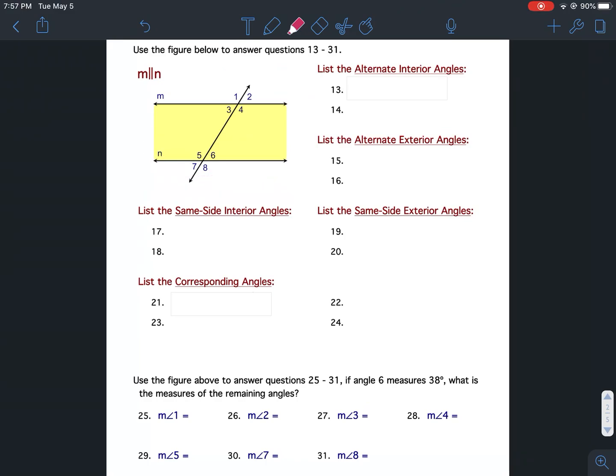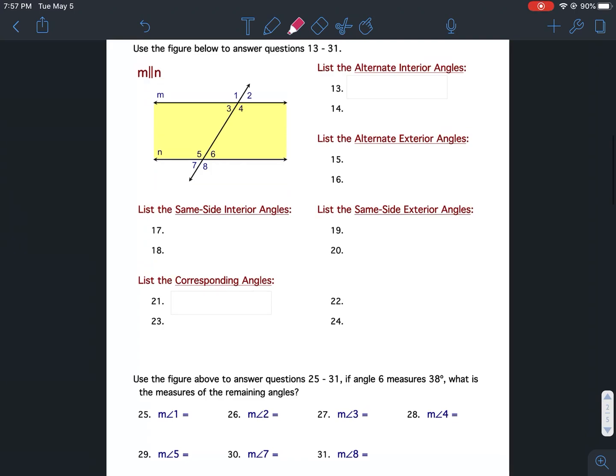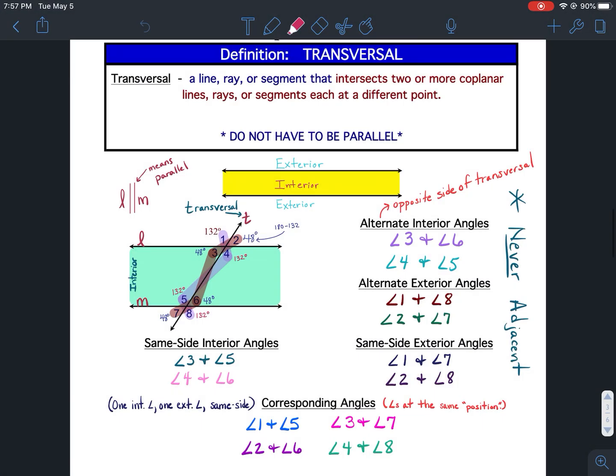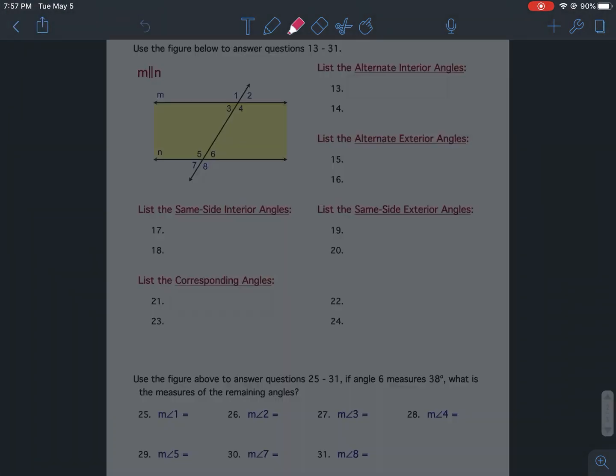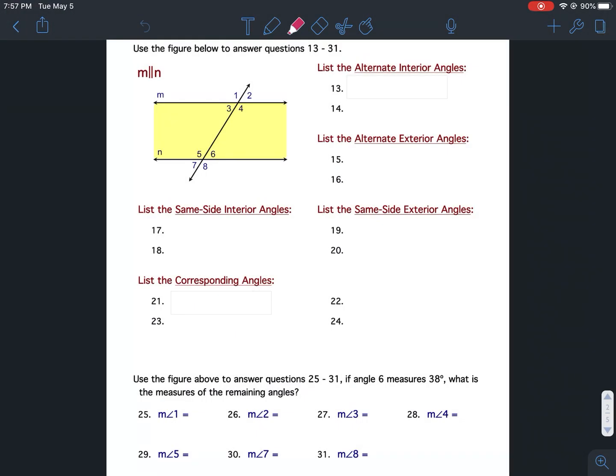Now, for questions 13 through 24, I strongly suggest using your notes, and this part of the notes that's underneath the definition of transversal. So again, this part of your notes, hint, hint, is extremely helpful for answering questions 13 through 24. Now I'm going to help you with 13 and 21. The rest you'll be on your own.